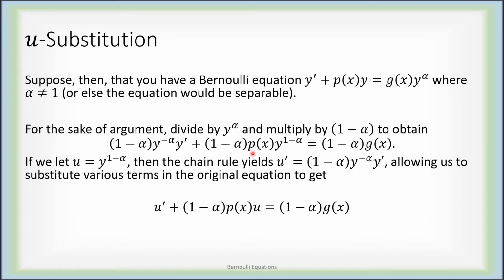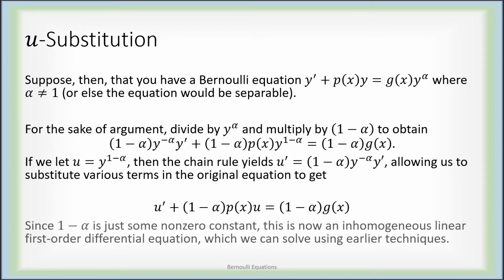I have a 1 minus alpha and a p of x, but y to the 1 minus alpha was exactly u. So now we have u prime, a function of x with a constant out in front, times u, equals a function of x with a constant out in front. So since 1 minus alpha is a non-zero constant, remember that alpha wasn't 1, this is now an inhomogeneous linear first-order differential equation. The derivative of u plus a constant times a function of x times u equals a constant times a function of x. Straightforward, first-order, linear, inhomogeneous differential equation, and that can be solved using other techniques.